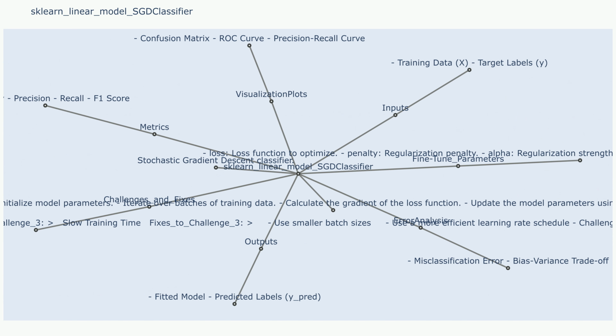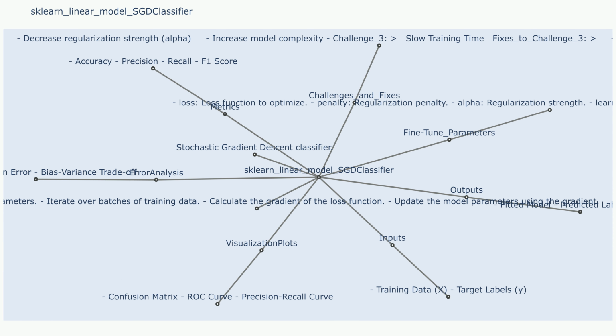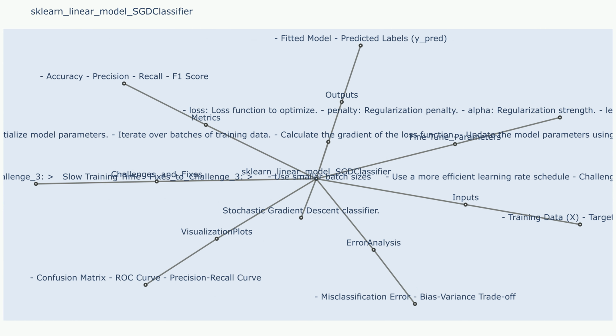Alpha. The strength of the regularization term. Higher values correspond to stronger regularization. Learning rate. The step size taken during parameter updates. Options include constant, optimal, InvScaling, and adaptive. Eta 0. The initial learning rate used when learning rate is set to constant.